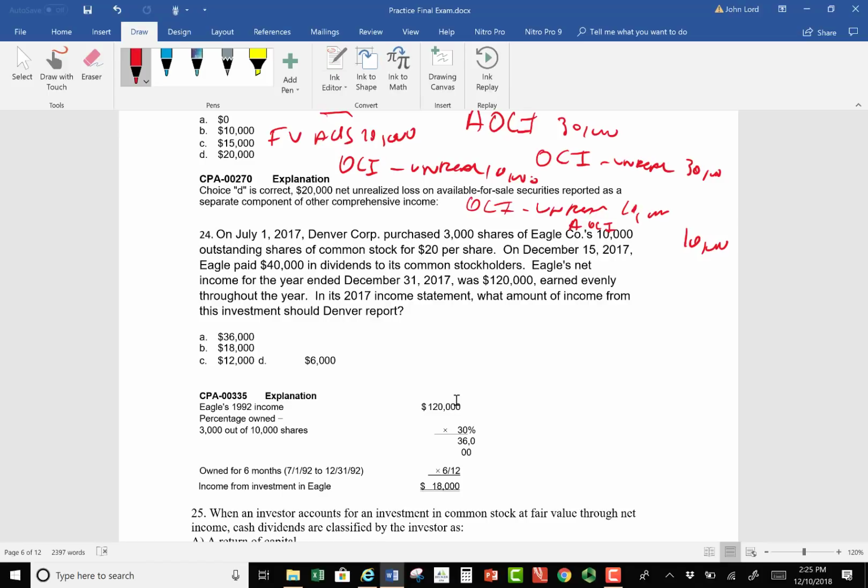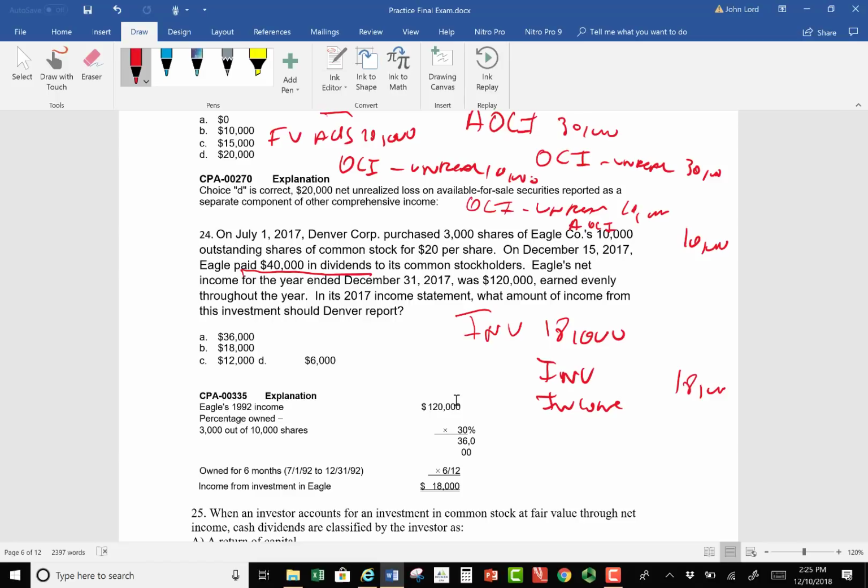So it's 18,000. Now the journal entry here would be to do what? Debit the investment under the equity method, debit the investment for 18,000 and credit the investment income for 18,000. Okay. Now, what about these dividends? What would we do under the equity method?